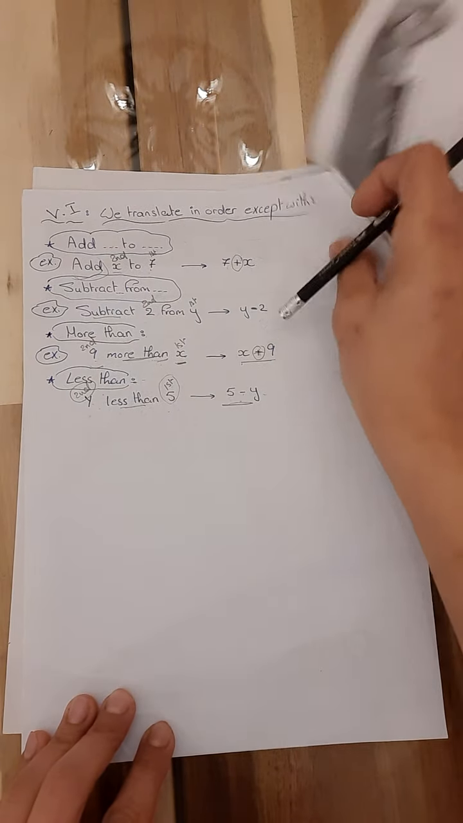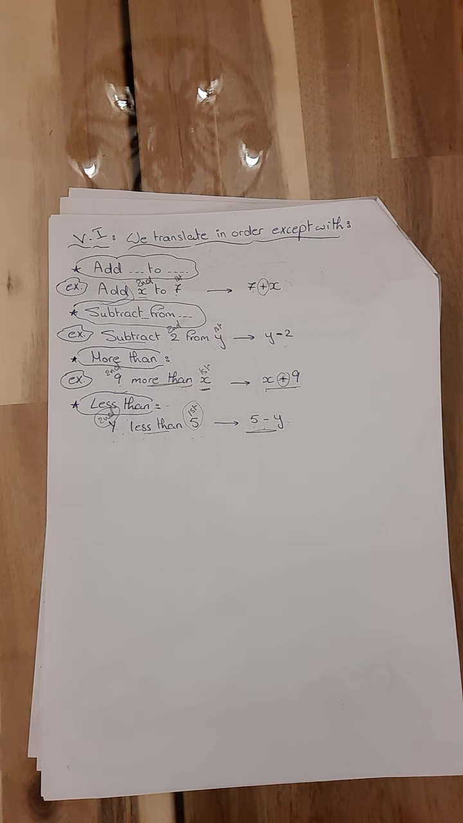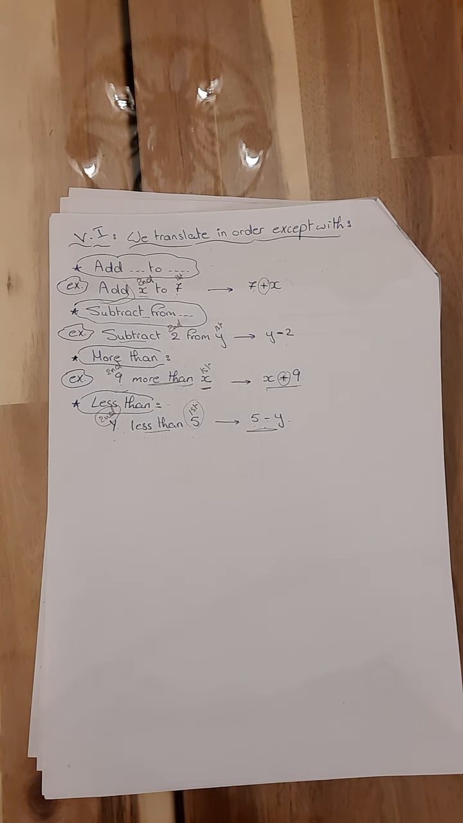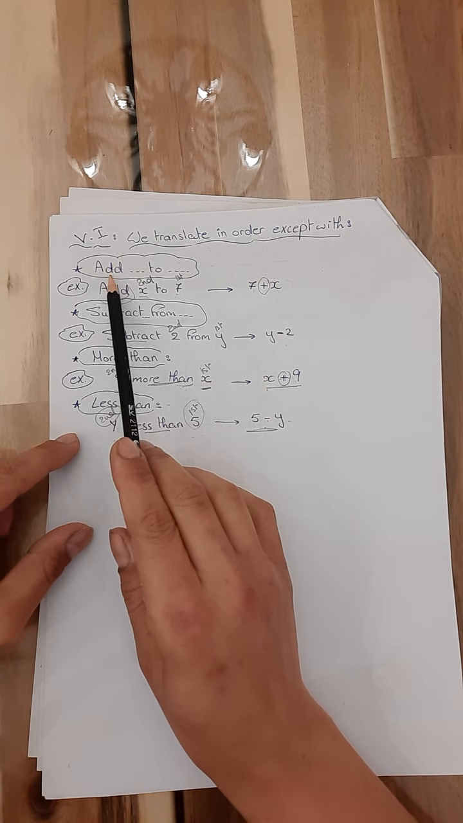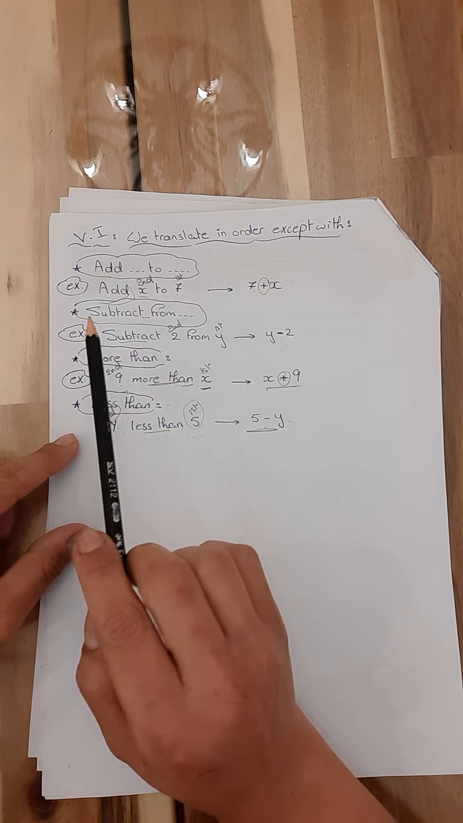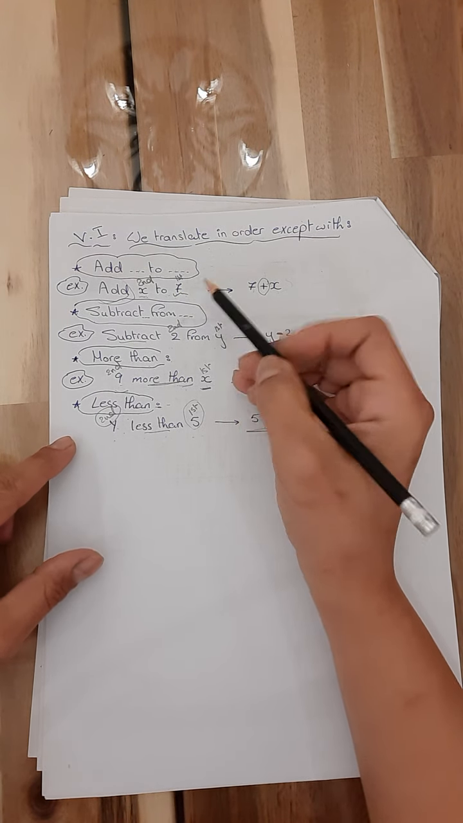Now, before we translate, we must see the exceptions when we translate. When we translate from English into math, normally the first number will be first and the second number will be second. But we have some exceptions. We translate in order of the numbers except with these 4 words. Study them very well. The first one, add a number to a number. When he says add x to 7, for example, the number that comes after, which is the second number you see by your eyes, you are going to write it first.